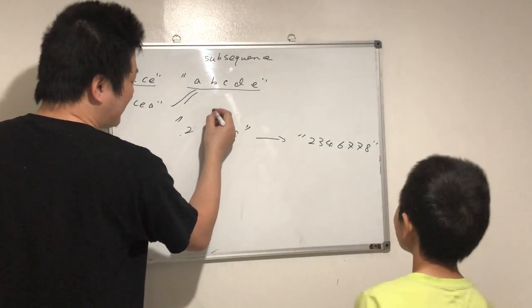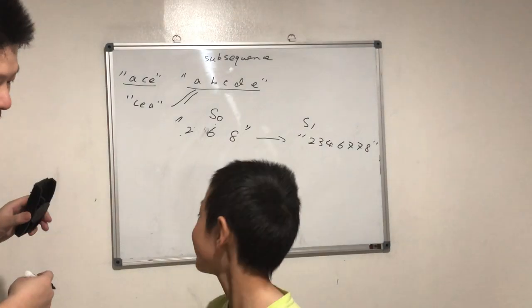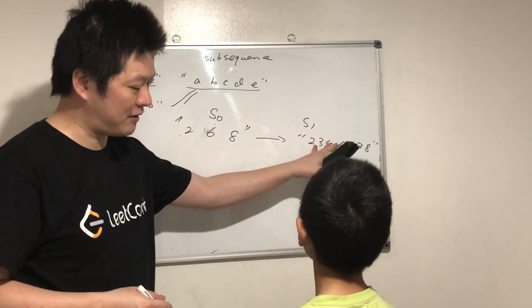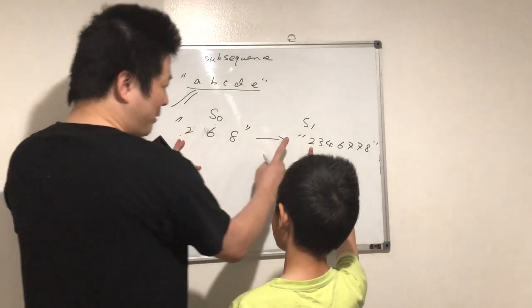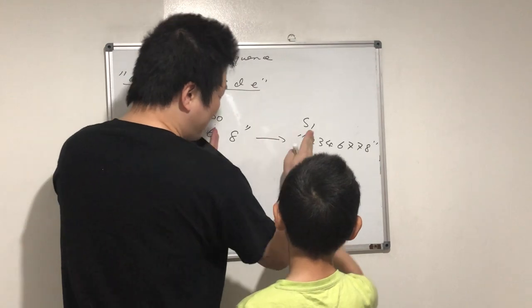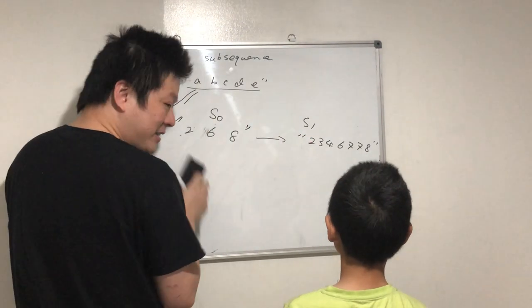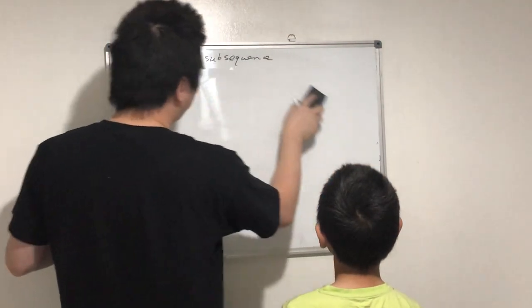So how do we check if S0 is a subsequence of S1? Do you still remember? We use a pointer, and if the characters are the same we move both. If not the same, we only move one. Oh, you still remember this? Wow, to my surprise.